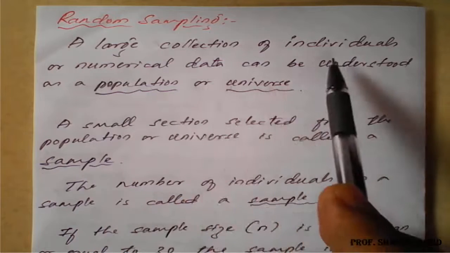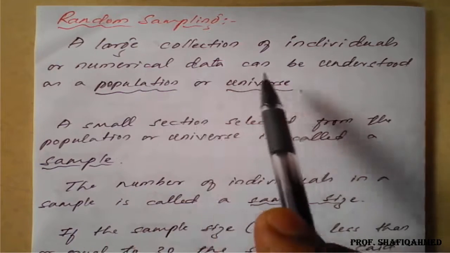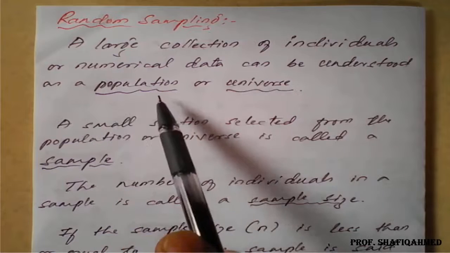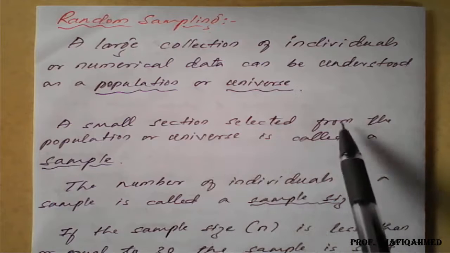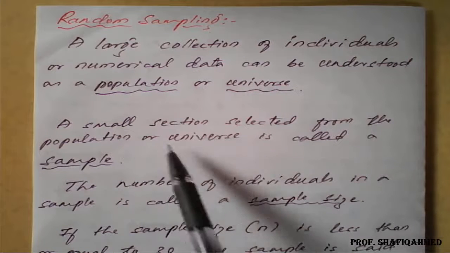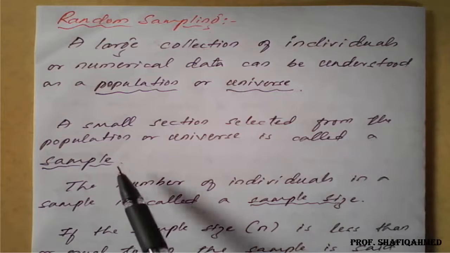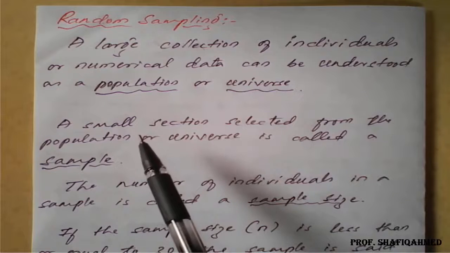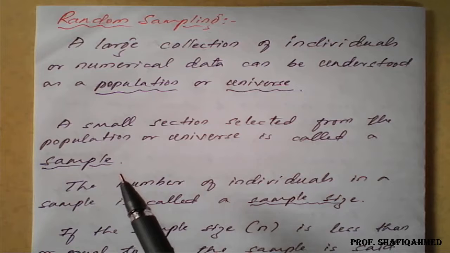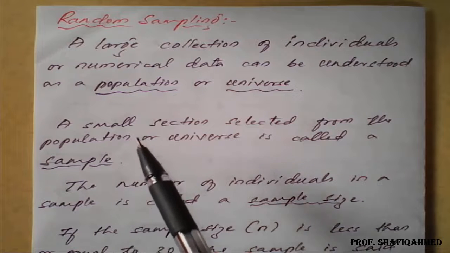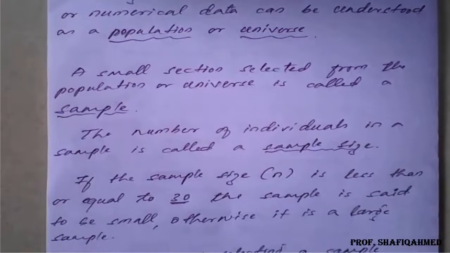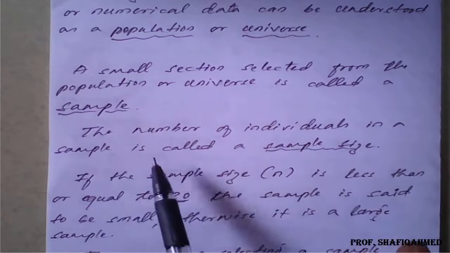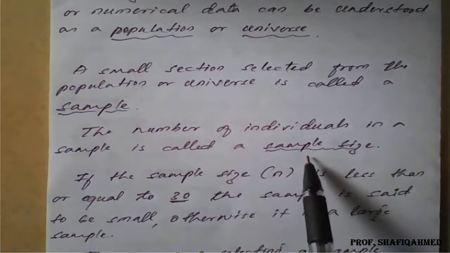A large collection of individuals or numerical data can be understood as a population or universe. Next, a small section selected from the population or universe is called a sample. Means we are taking only a very small portion. That small portion we are taking from the population or universe is considered a sample.